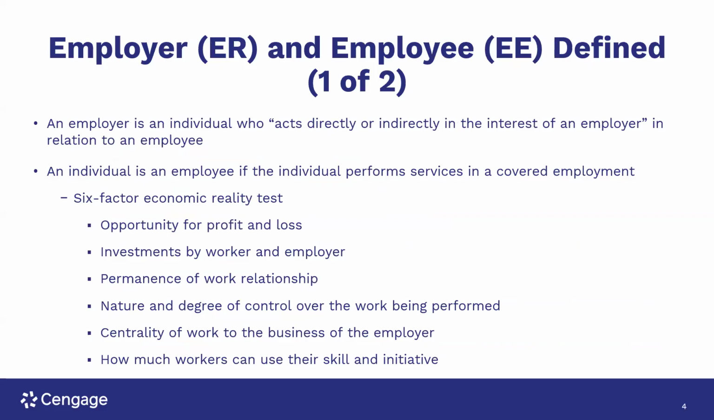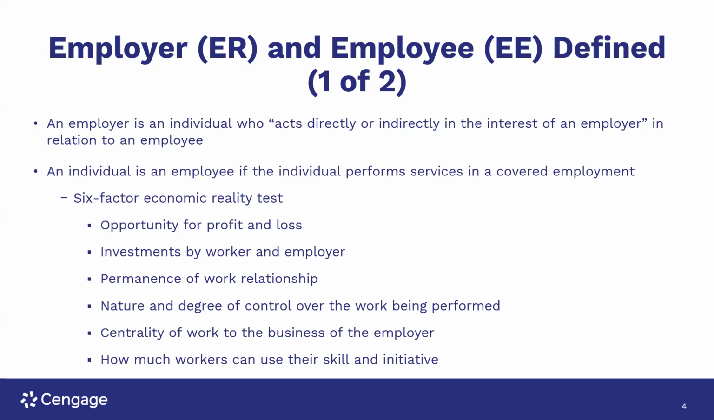And the employer and the employee are defined as follows. An employer is an individual that acts directly or indirectly in the interest of an employer in relation to an employee. And the courts have defined and ruled on this very broadly. And then there is also a six-factor economic reality test that determines whether an individual is an employee, if they perform services under covered employment. And the courts use a totality of the circumstances test to determine this.